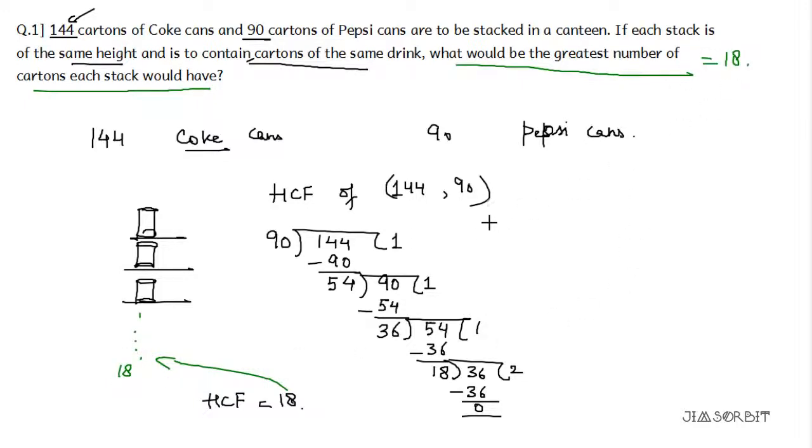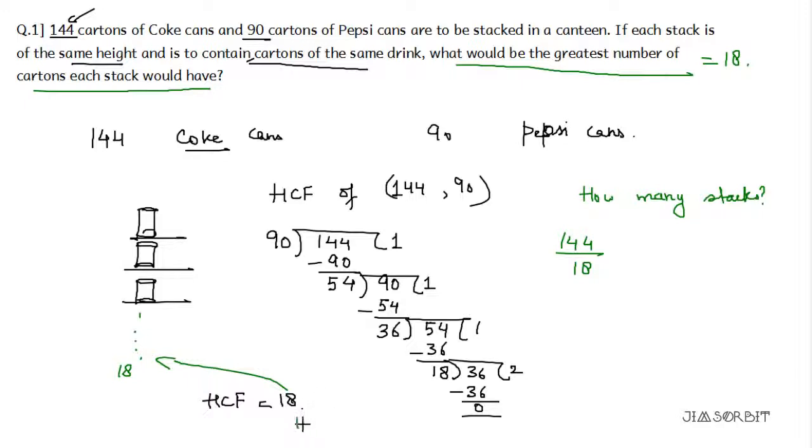Now suppose they have also asked how many stacks you will have. The question was also how many stacks we could have. Now remember this 144, we are going to divide in 18 cartons each. So every stack will have 18 cartons each.